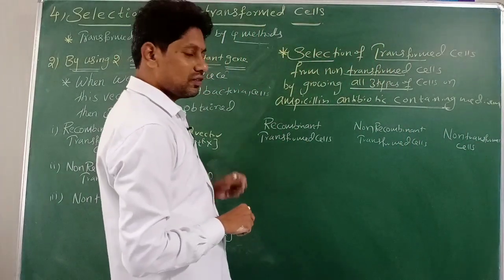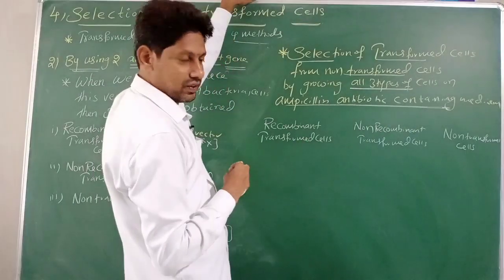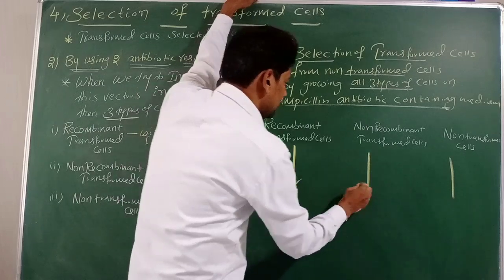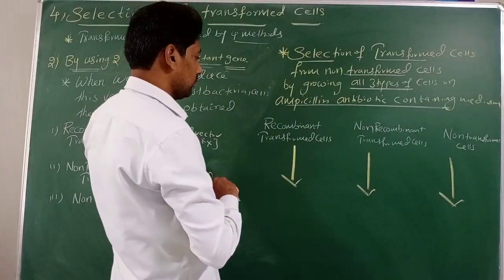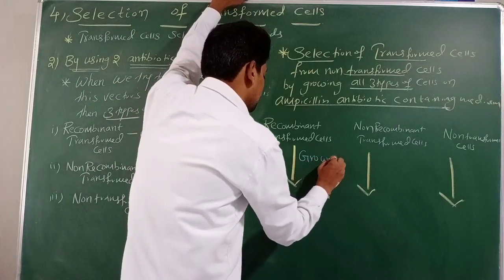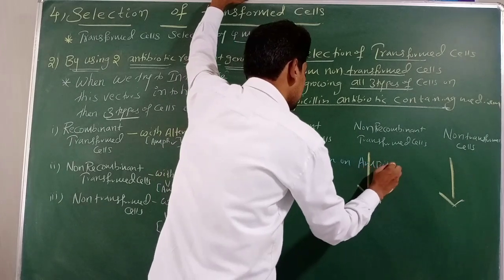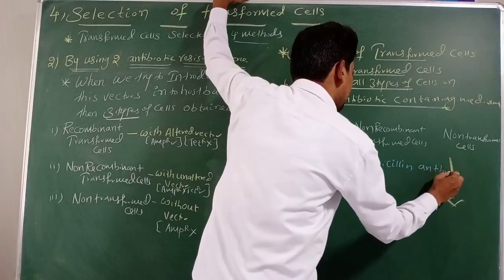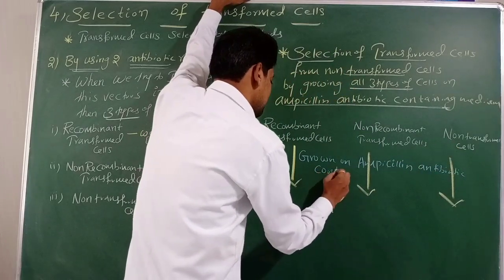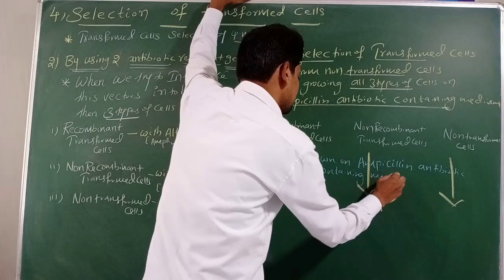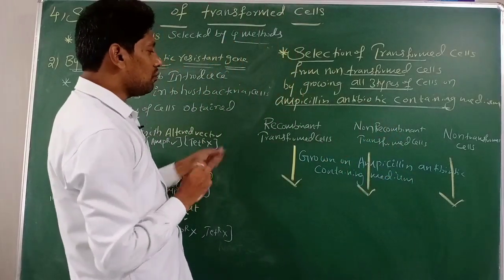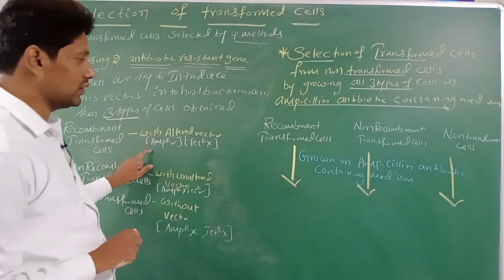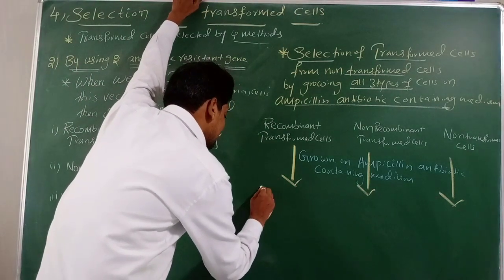Non-transformed cells. Now listen, what we are doing, right? We are growing these three cells on what, sir? We are growing these three types of cells on ampicillin antibiotic containing medium. Now you tell me, sir, recombinant transformed cell, with ampicillin or without ampicillin? Recombinant transformed cell is having the ampicillin antibiotic resistant gene. Therefore, recombinant transformed cell will survive.